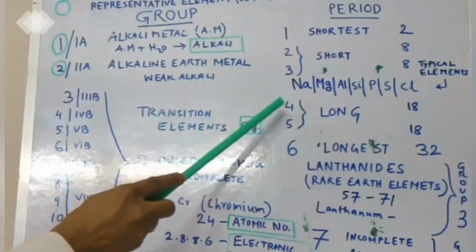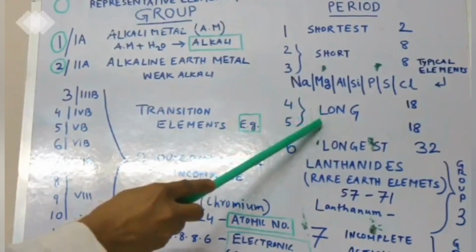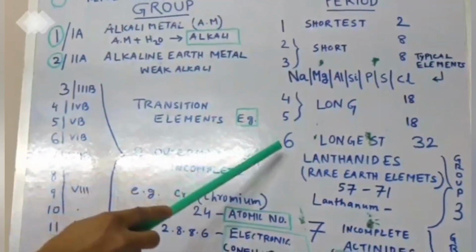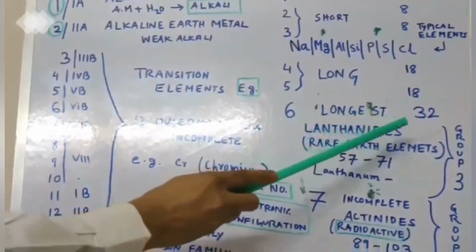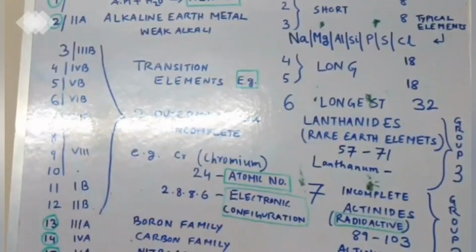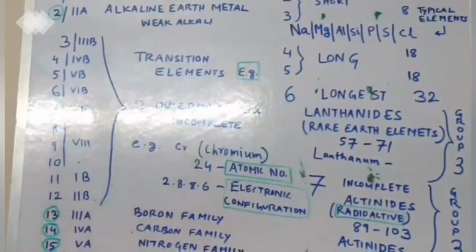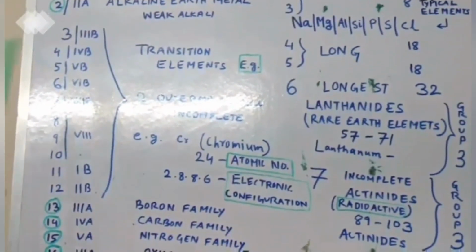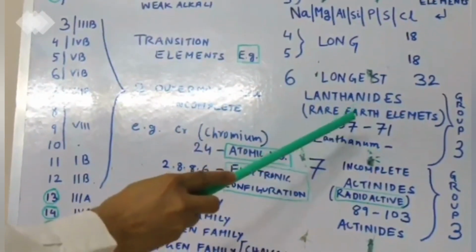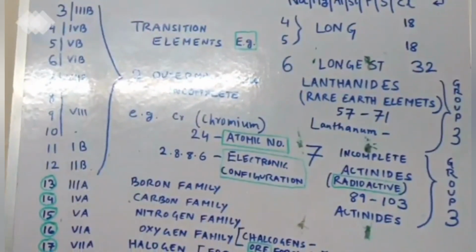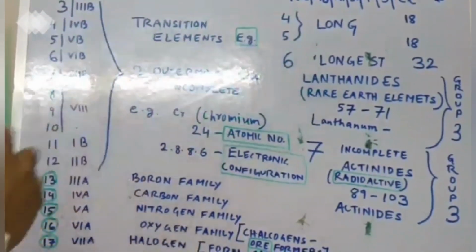Periods number 4 and 5 are long periods, each consisting of 18 elements. Period number 6 is the longest, consisting of 32 elements. Now, in period number 6, we have lanthanides. Very, very important. Atomic number 57, starting from lanthanum, to atomic number 71. They are basically rare earth elements.